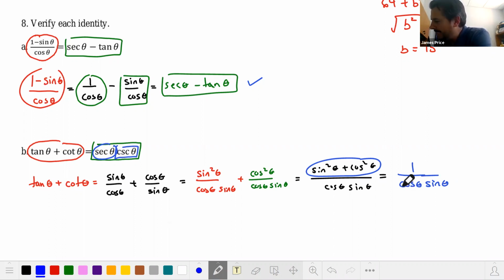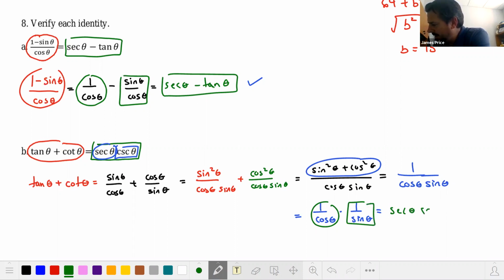So what I can do is separate this. This is just a little bit of algebra. So I can separate this as 1 over cosine theta times, and then cosecant of theta, remember, is 1 over sine theta. So it works. And so what is it equal to? Well, 1 over cosine theta is secant theta, and then times 1 over sine theta is cosecant theta.